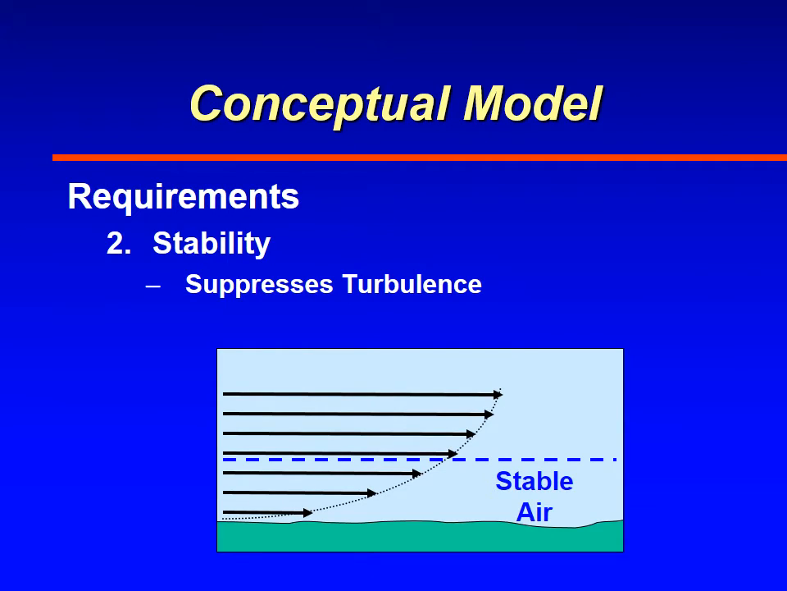Another thing that you need for shear turbulence is a certain amount of stability in the atmosphere. The stability will suppress turbulence. In other words, it will prevent turbulence from forming until the shear becomes so great that it overcomes the stability.